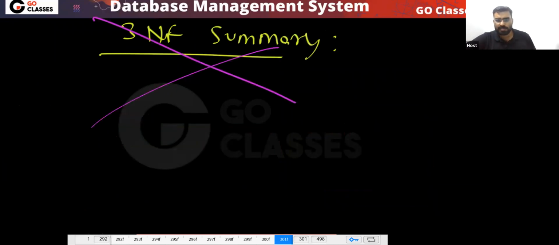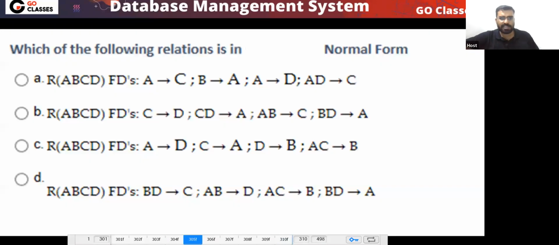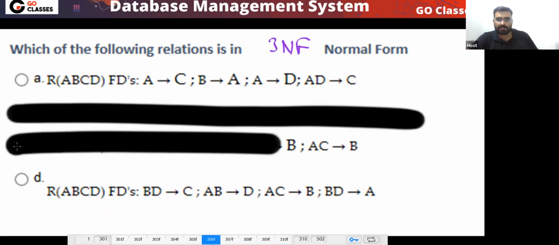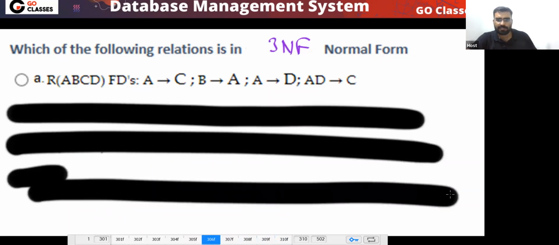Okay, next. So now let's see this question. Tell me which is in 3NF, which is in third normal form. Let's check it out. Let's see the first one. Tell me about the first one. Is this in 3NF?